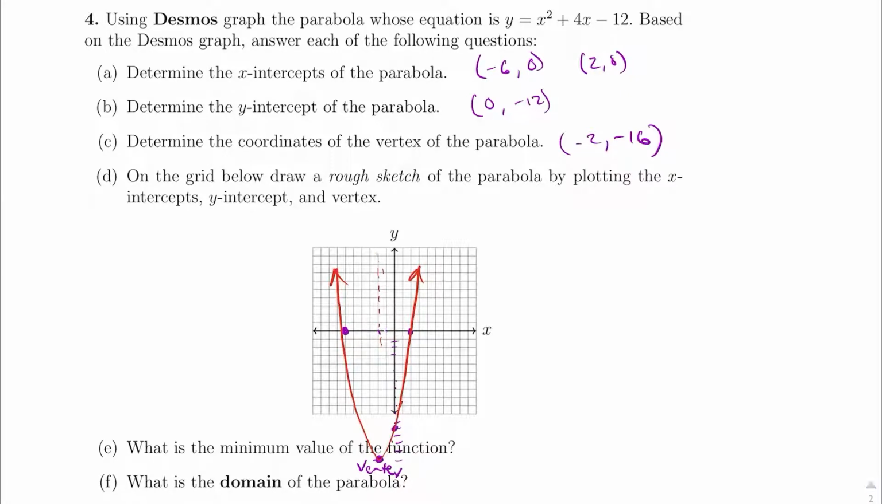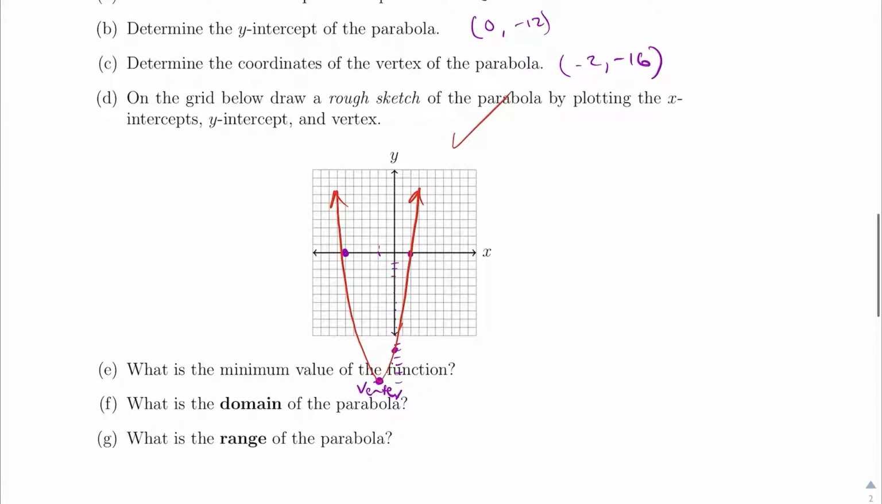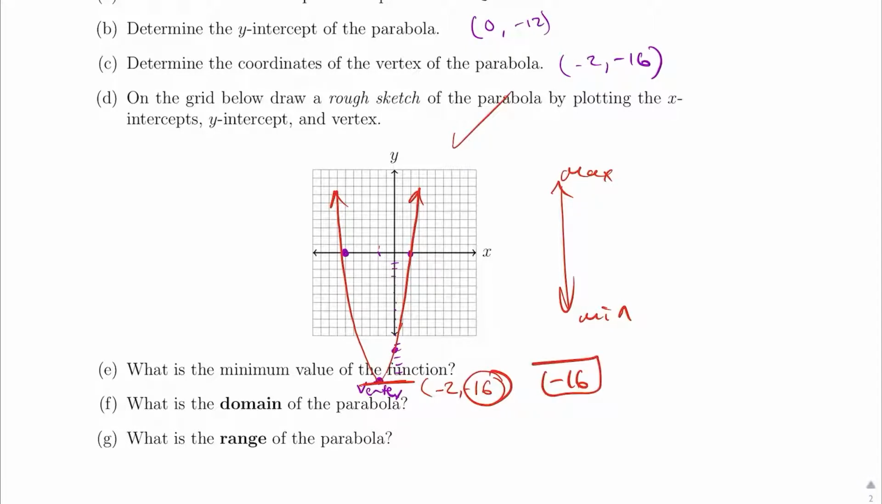All right. So next up, we're done with the sketch. The minimum value of the function is going to be at that vertex. The coordinates were (-2, -16). But when you think about minimum, that's a vertical minimum. And the vertical minimum is specified by -16. So -16 is the minimum value of the function.